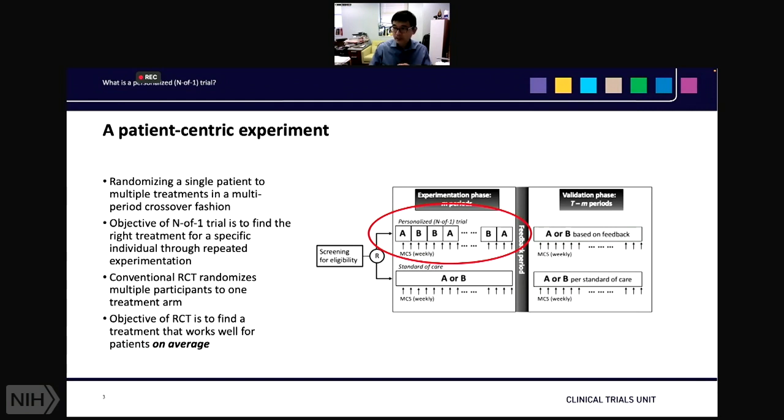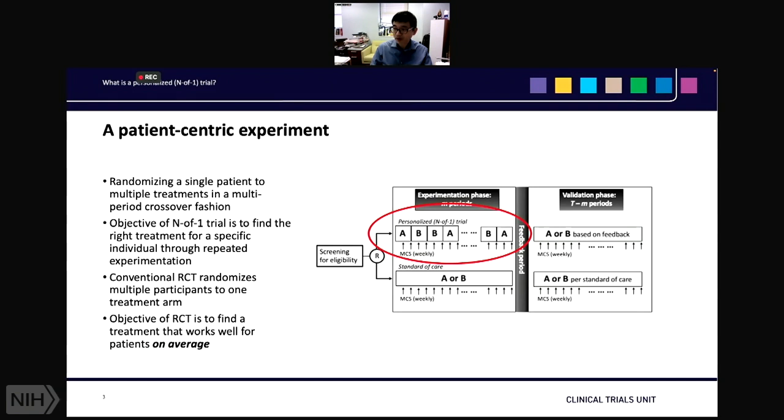And so again, I'd like to emphasize that N-of-1 is patient-centric, in contrast to a conventional randomized control trial, where multiple participants are randomized to one single treatment arm. So in an N-of-1 trial, one individual will be tested with different treatments. In an RCT, one treatment arm will be tested with multiple individuals. So in some way, everything is opposite between the N-of-1 trials and RCT.